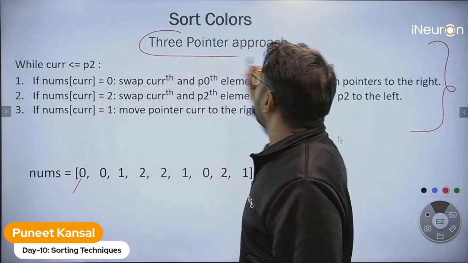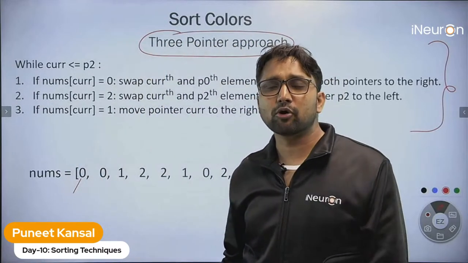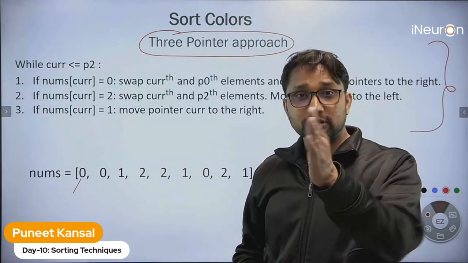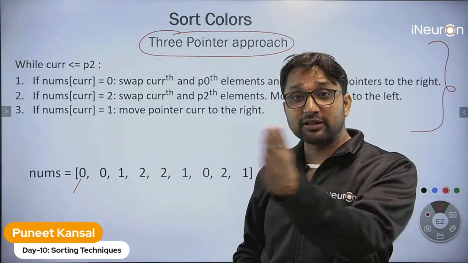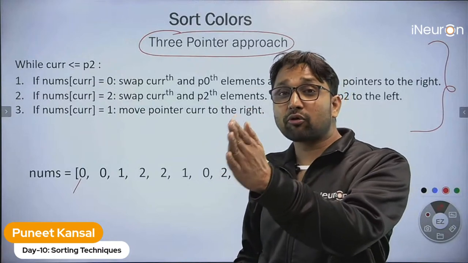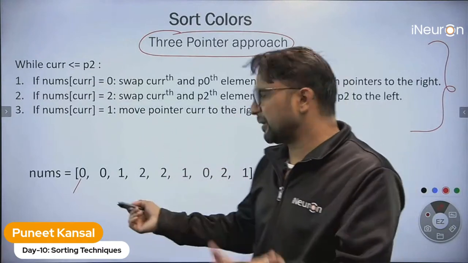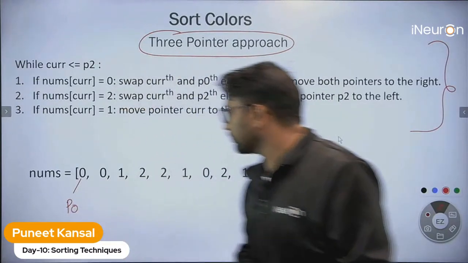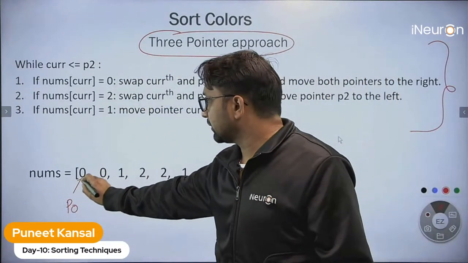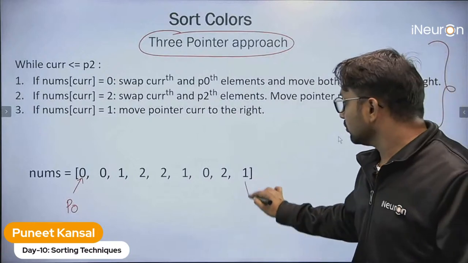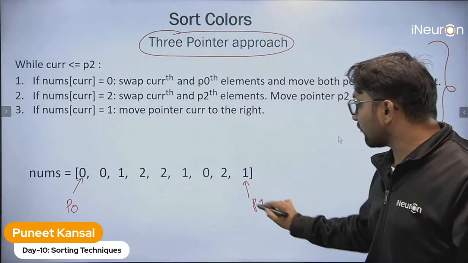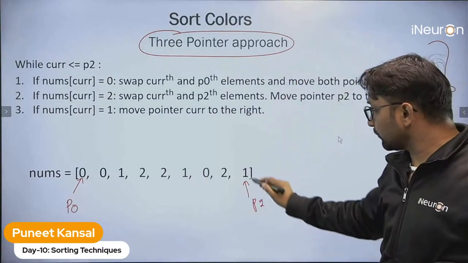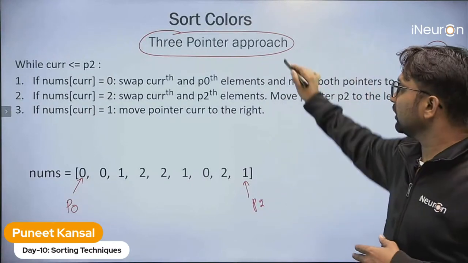In this, we will use a three-pointer approach. The first pointer will keep a record of the zeros, the second pointer will keep a record of the ones, and the third pointer will keep a record of the twos. Okay, you people please keep helping me in this. So I'm taking a pointer P0, which is pointing to the first element. I'm taking a pointer P2, which will keep track of the value 2. So 2 must go at the end, so I'm putting this pointer at the end. So three pointers we are using.